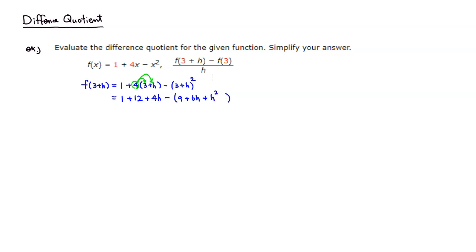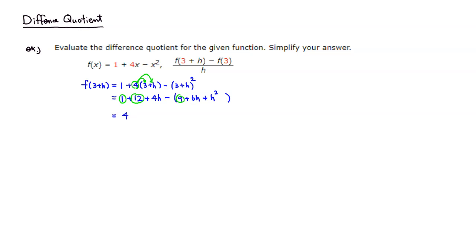So let's clean this up a little bit. First I'm going to collect all the constant terms. So you have here is 1, and here is 12, so that's 13. And then you're subtracting 9 from it, so it's going to be 4. So this is going to be equal to 4, right?